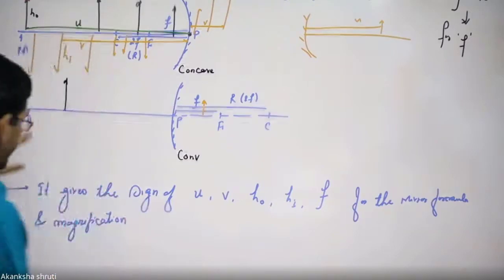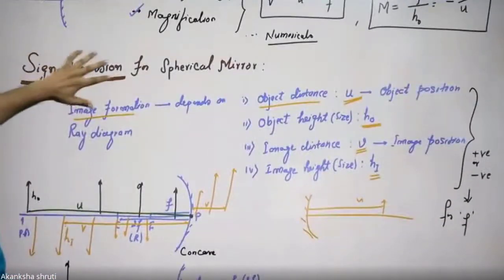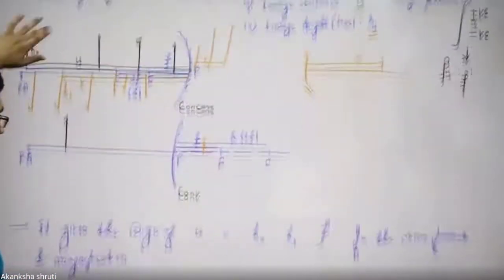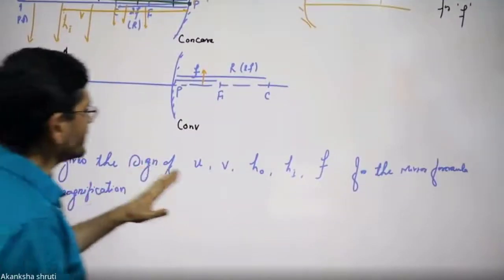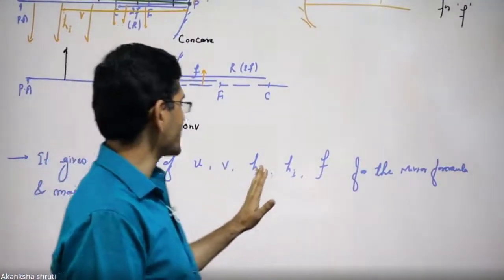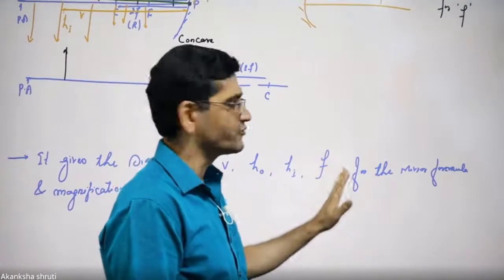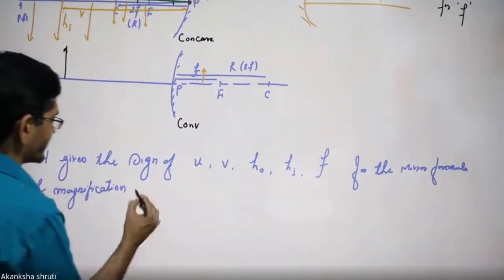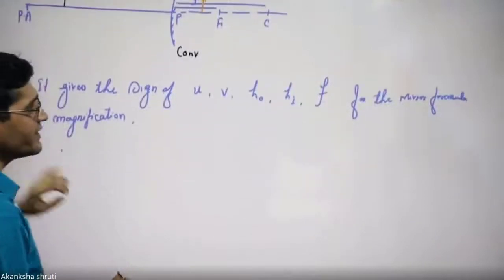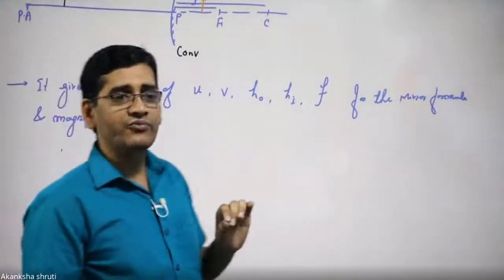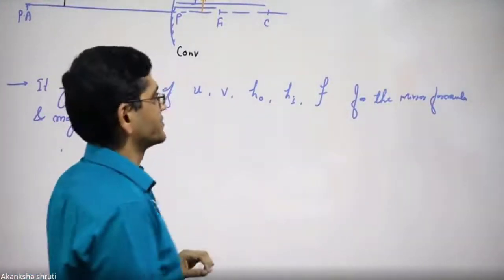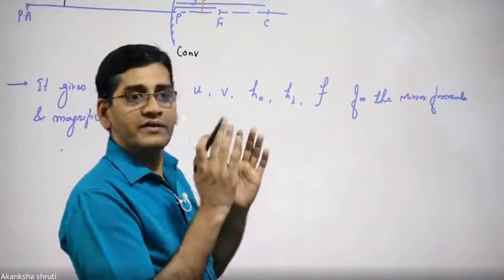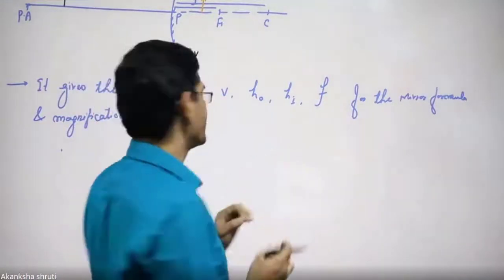So students, listen. Sign convention simply gives the sign of object distance, image distance, height of object, height of image, and the focal length for the mirror formula and magnification. This way, we can also confirm the nature of the image and the nature of a spherical mirror.